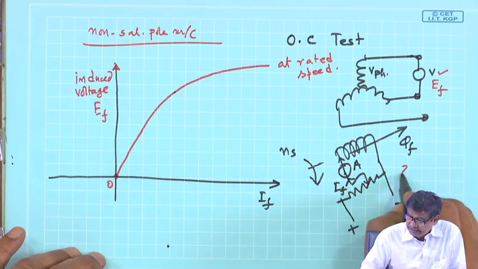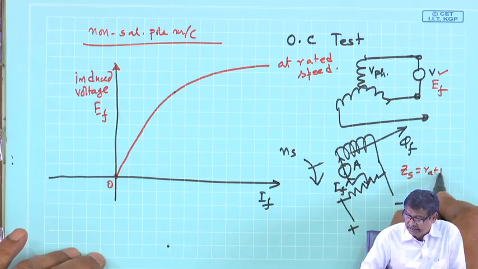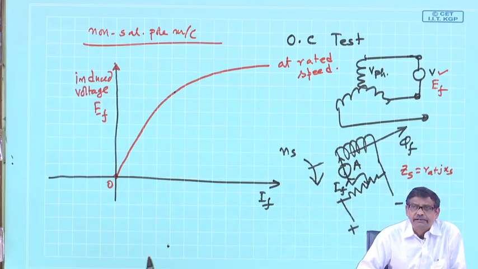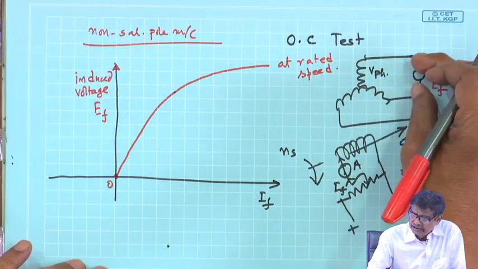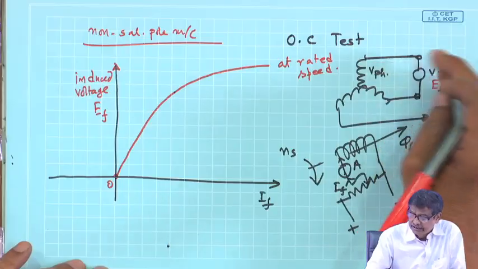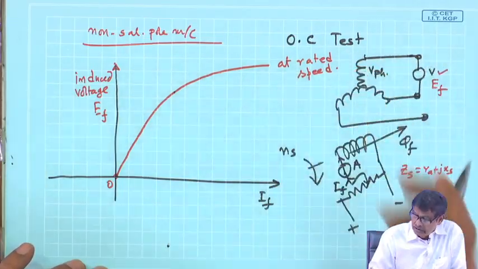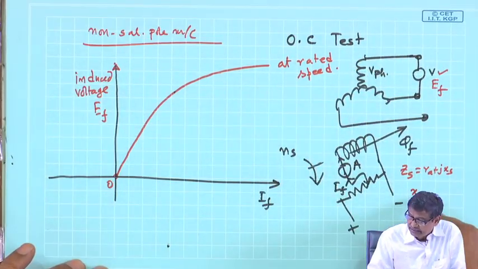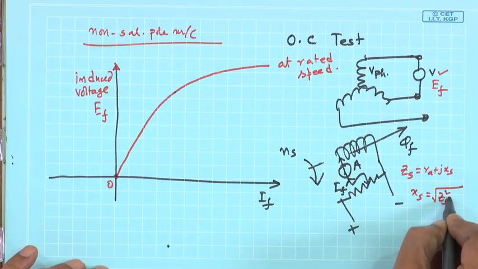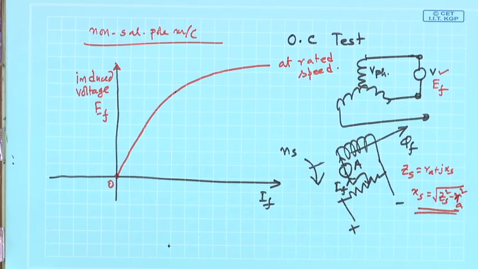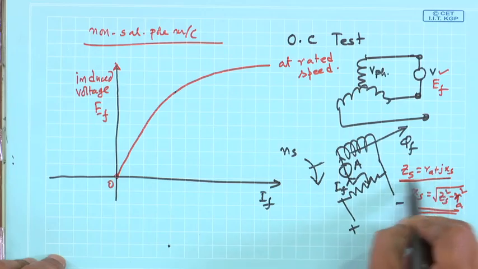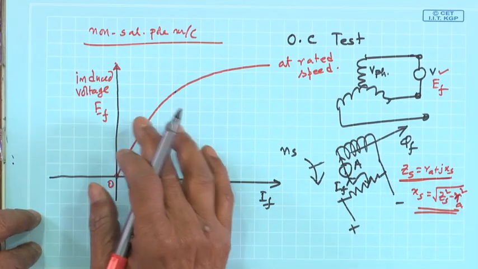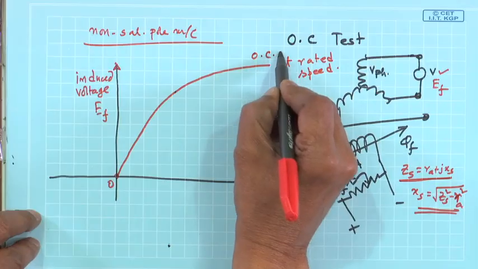Of course, ZS has got two parts, RA plus JXS. RA can be separated, is it not? How? Measure the armature resistance by applying some small DC voltage at rated current; V by that current will give you the armature resistance. Then XS will be found. I will not dwell upon this much, but you know this. And how do you get this ZS? It is called the open circuit characteristics.